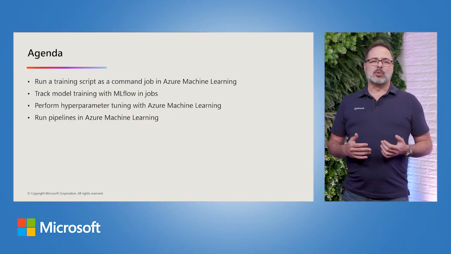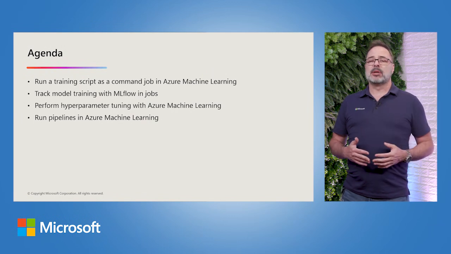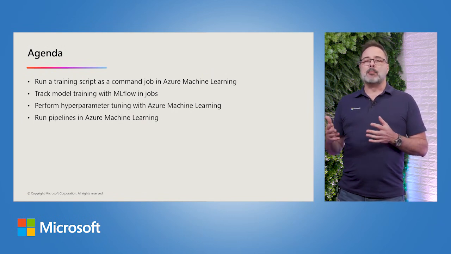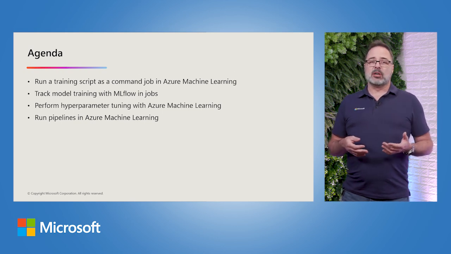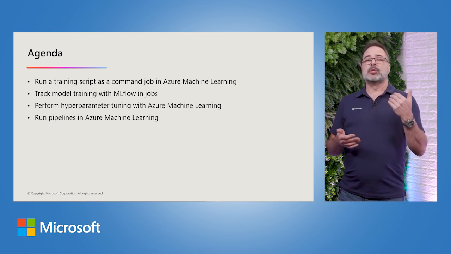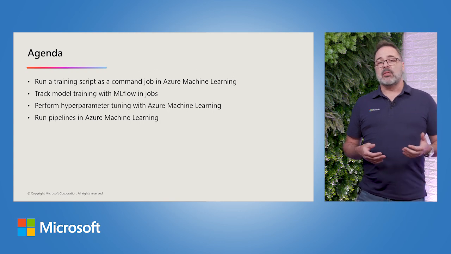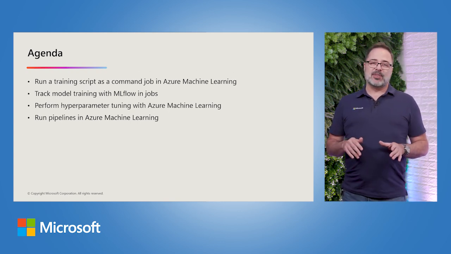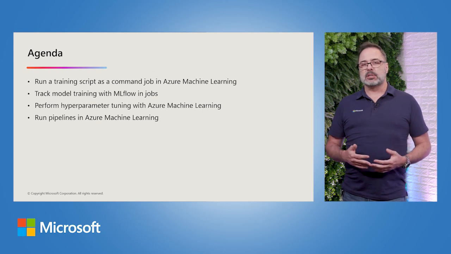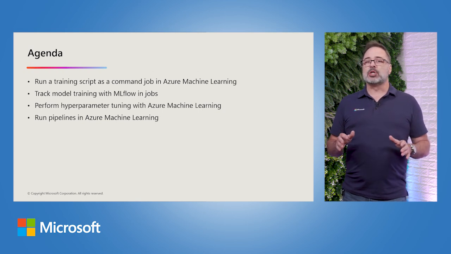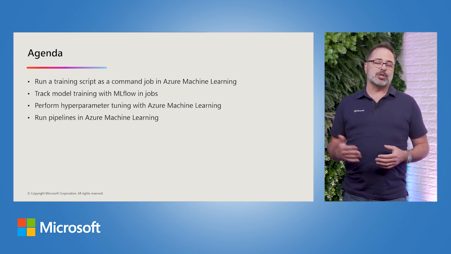In this video, we'll be focusing on optimizing our model training. We'll start by looking at how we would run a training script as a command job. We'll then cover how to track model training with MLflow and jobs. And if you've seen a previous video where we introduced MLflow, we'll go into a little more depth here. And then, and I think this is the big takeaway in this video, we'll cover how to perform hyperparameter tuning within the service. To wrap things up, we'll also show how to run pipelines within the Azure Machine Learning.